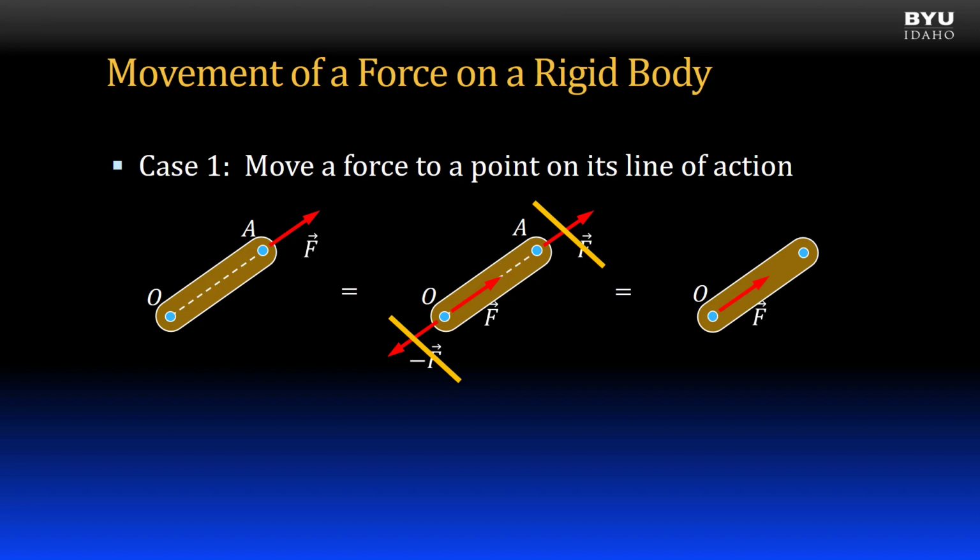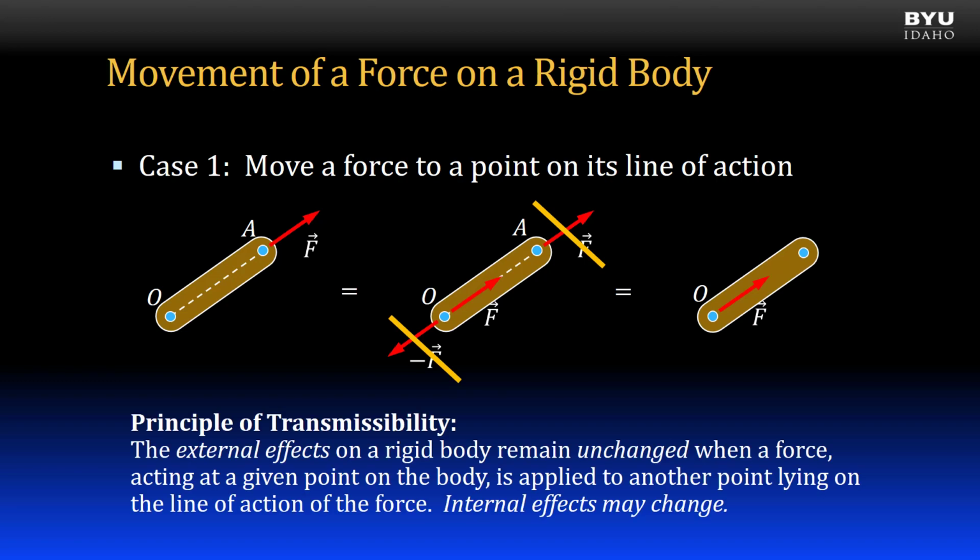This property is referred to as the principle of transmissibility, which is that the external effects on a rigid body remain unchanged when a force acting at a given point on the body is applied to another point lying on the line of action of the force. Note that the internal effects may change, but that is not our concern right now. We'll look at internal effects and the stresses they cause in a future Mechanics of Materials course.